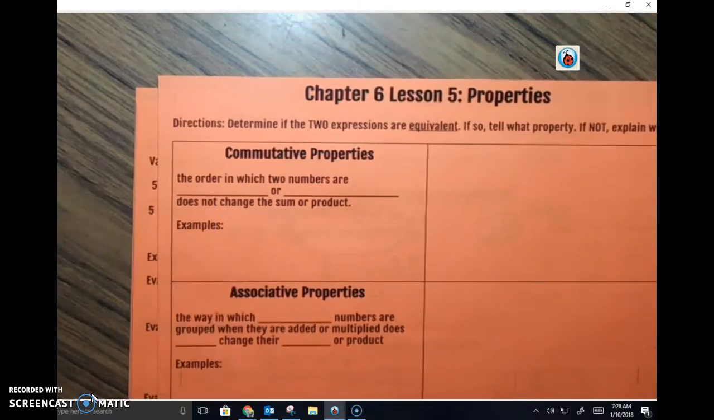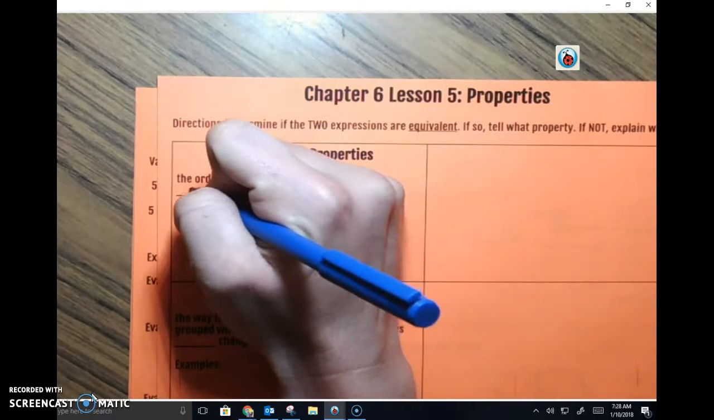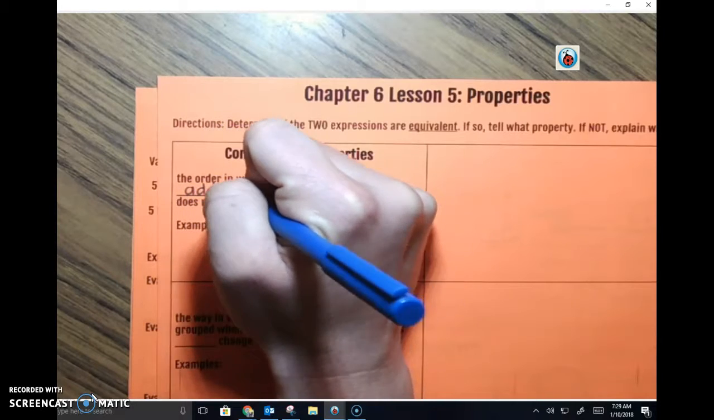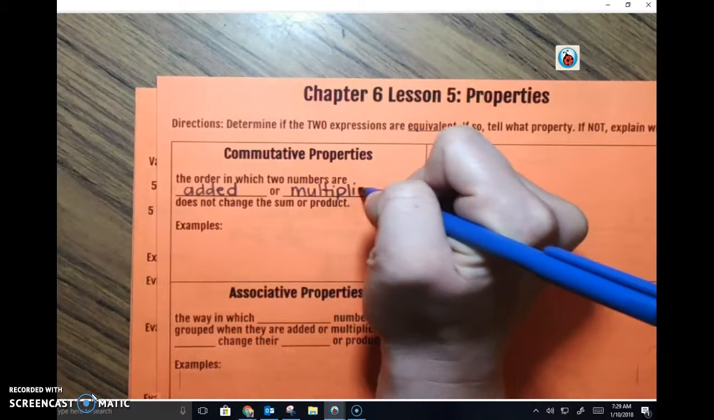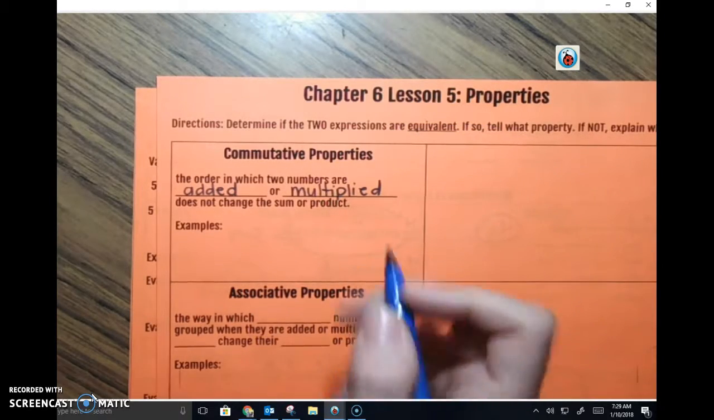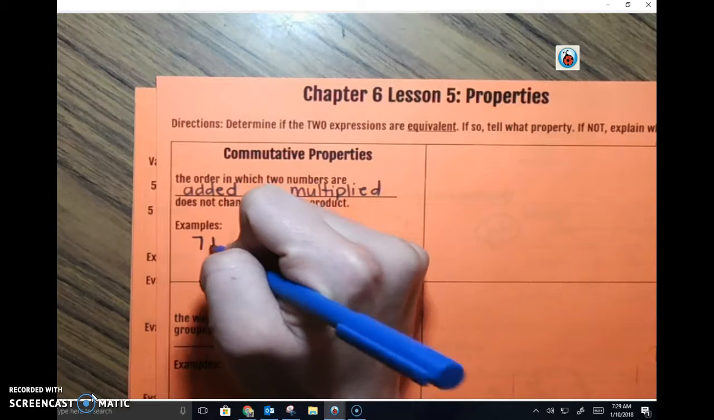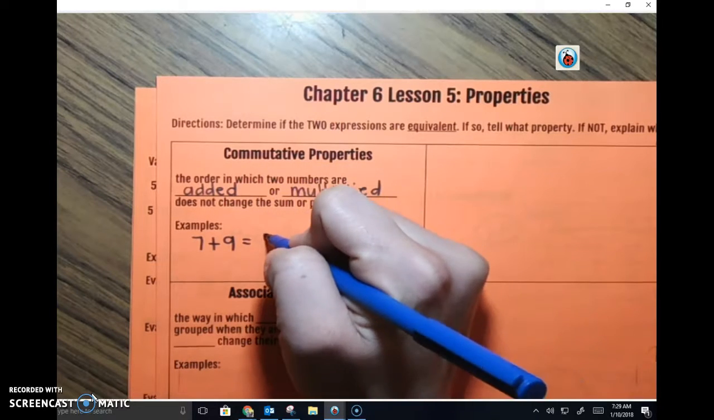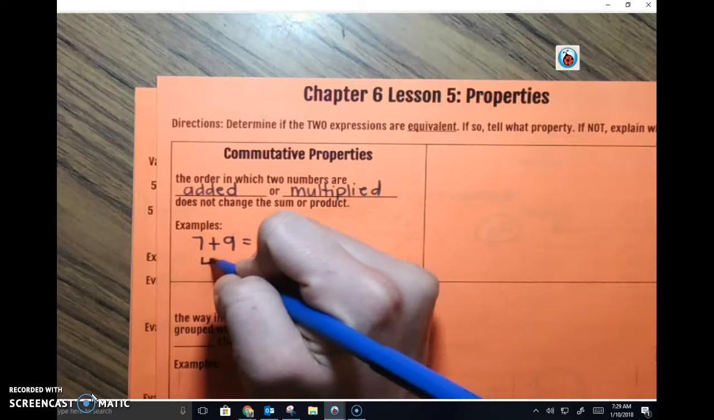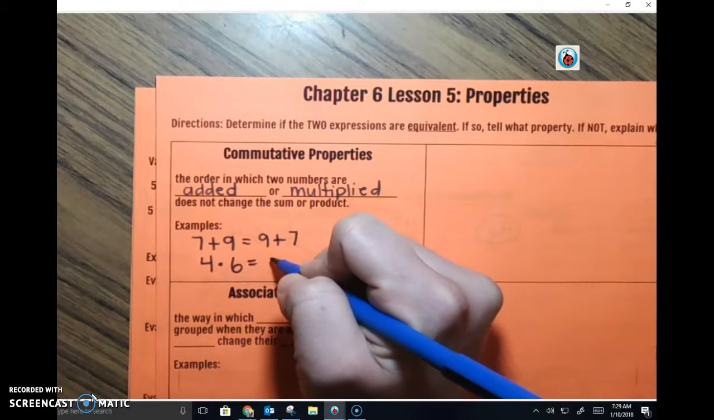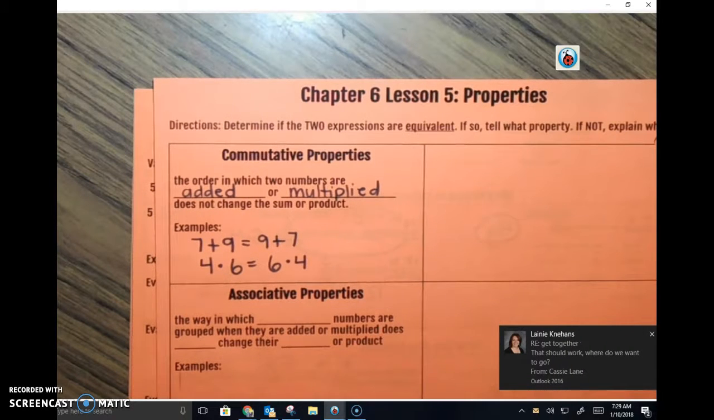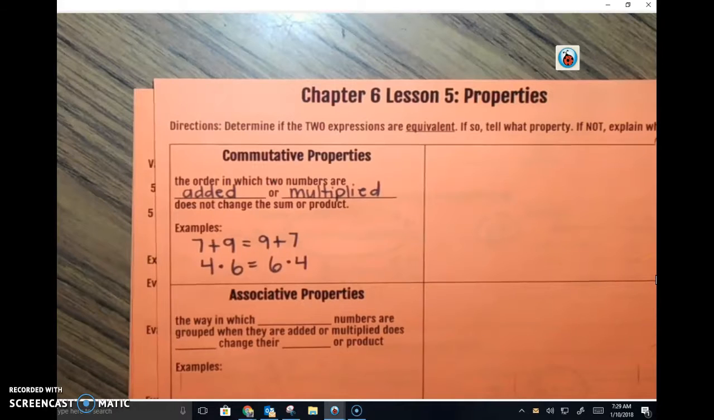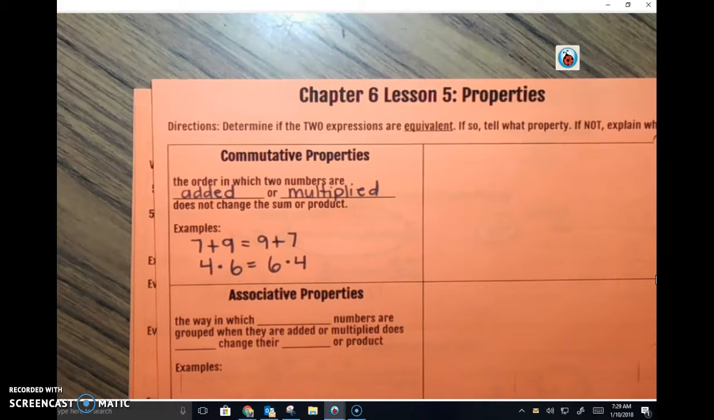The commutative property is the order in which 2 numbers are added or multiplied does not change the sum or product. So 2 examples of this would be 7 plus 9 is the same thing as 9 plus 7. And 4 times 6 is the same thing as 6 times 4. And we all knew that. We might not have realized what it was called before, but we all knew that was the case.